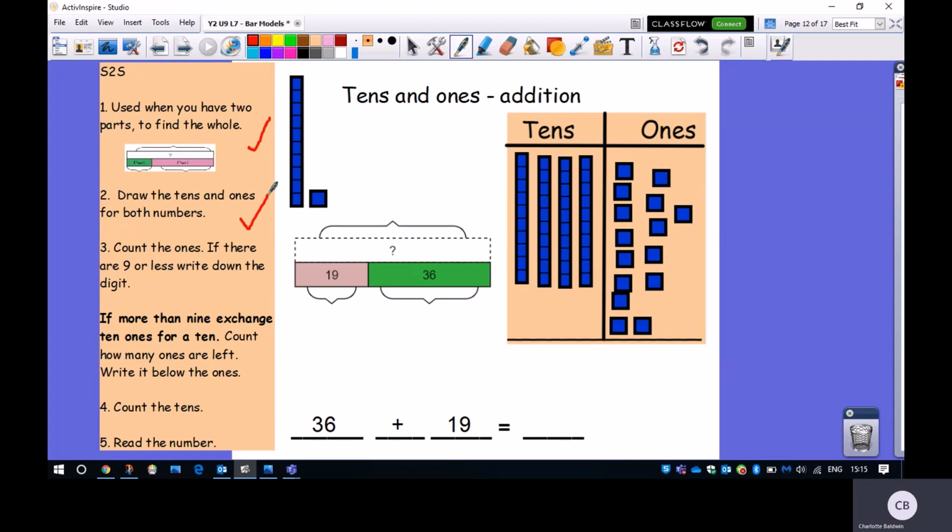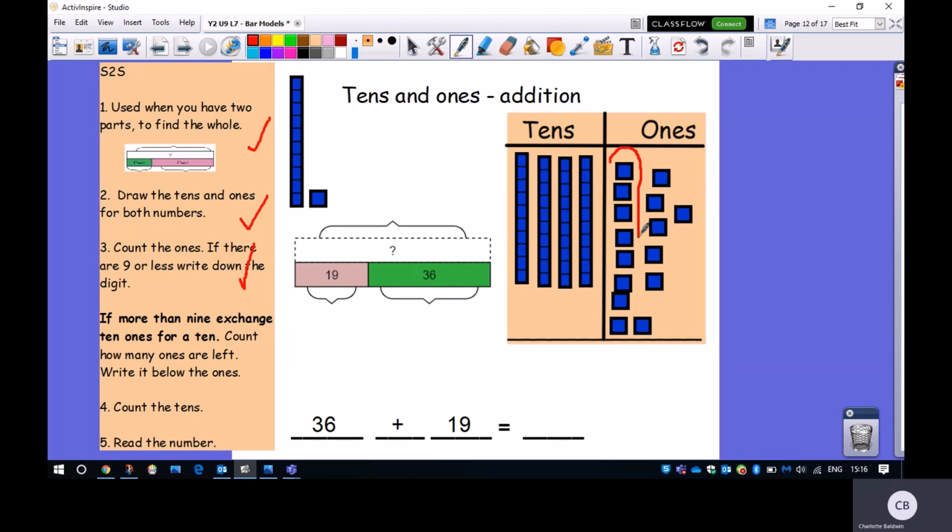Yep, count the ones, make sure there's less than 9 or there is 9. So 1, 2, 3, 4, 5, 6, 7, 8, 9, 10, 11, 12, 13, 14, 15. That's not going to work. I need to make sure that if there is more than 9, I exchange 10 of them for a 10.